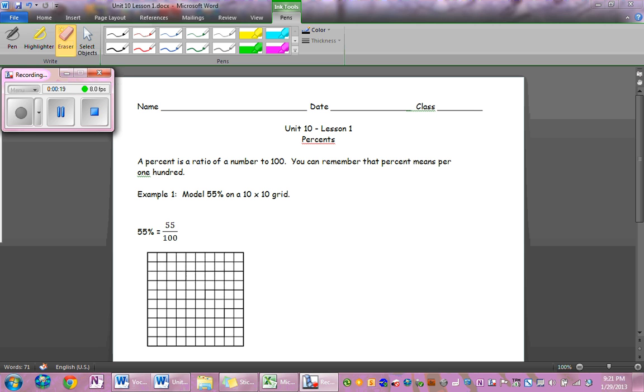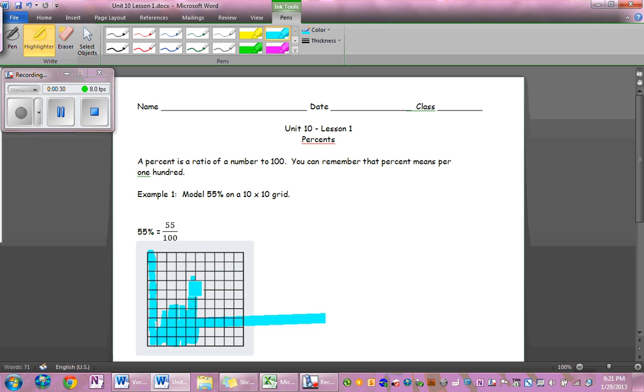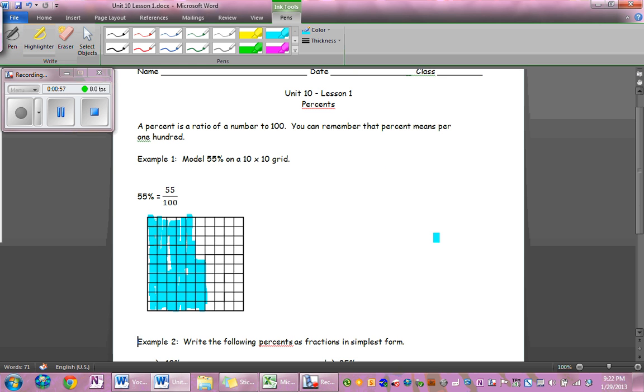So if I have 100 squares and I want to model 55%, that would be 55 of those squares out of 100. So there's 10, 20, 30, 40, 50. Hold on, this is doing some crazy stuff right here. Let me just erase that little part that went all over the place. There we go. There's 50. And then I want to highlight 5 more. 1, 2, 3, 4, 5. 55 out of 100.